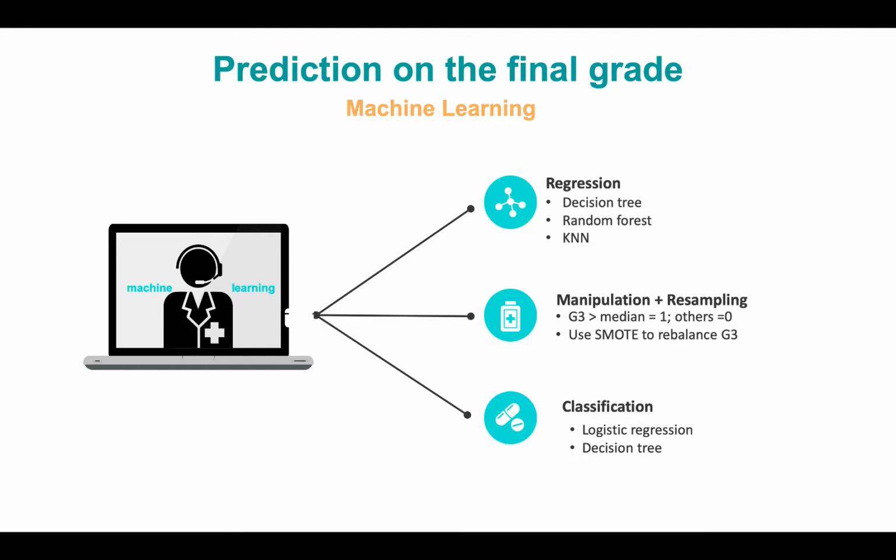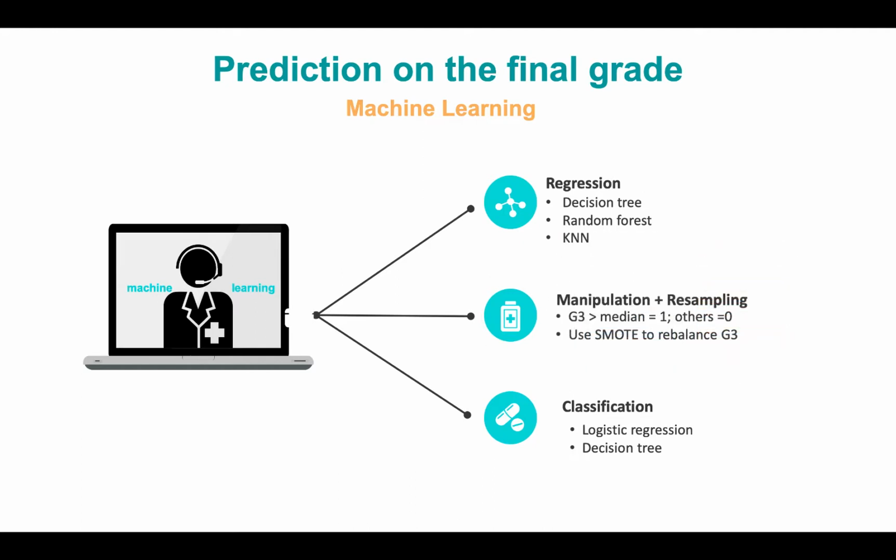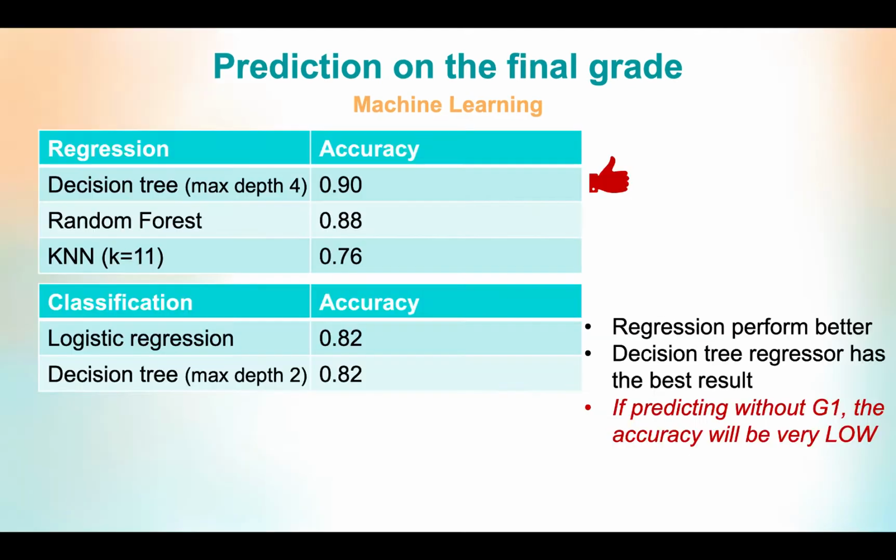For the first step, I divided the G3 into two parts. The G3 above the median is going to be labeled 1, and the G3 below the median is going to be labeled 0. And then I will use mode to rebalance the G3. And after doing the manipulation and resampling, I do the classification. There are logistic regression and decision tree.